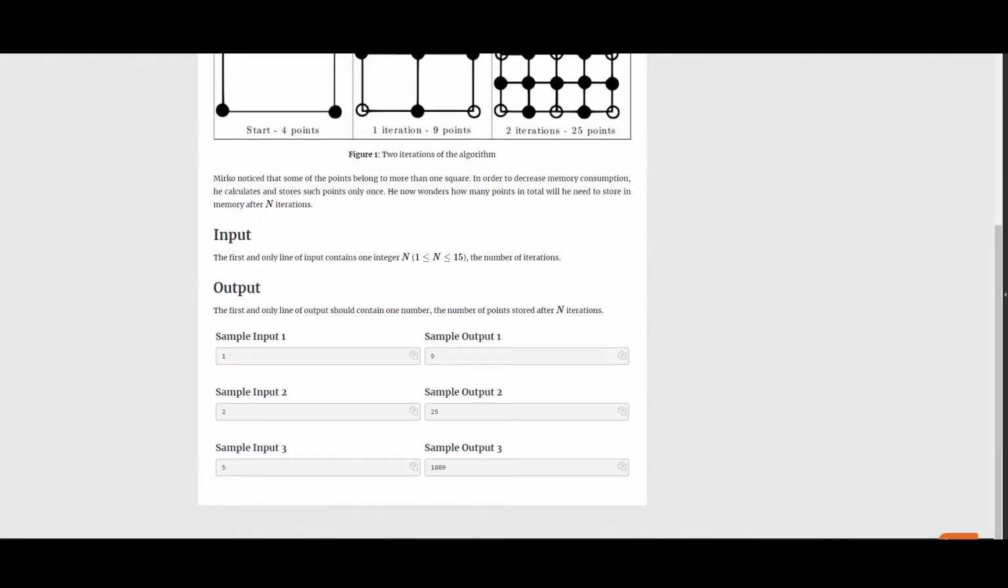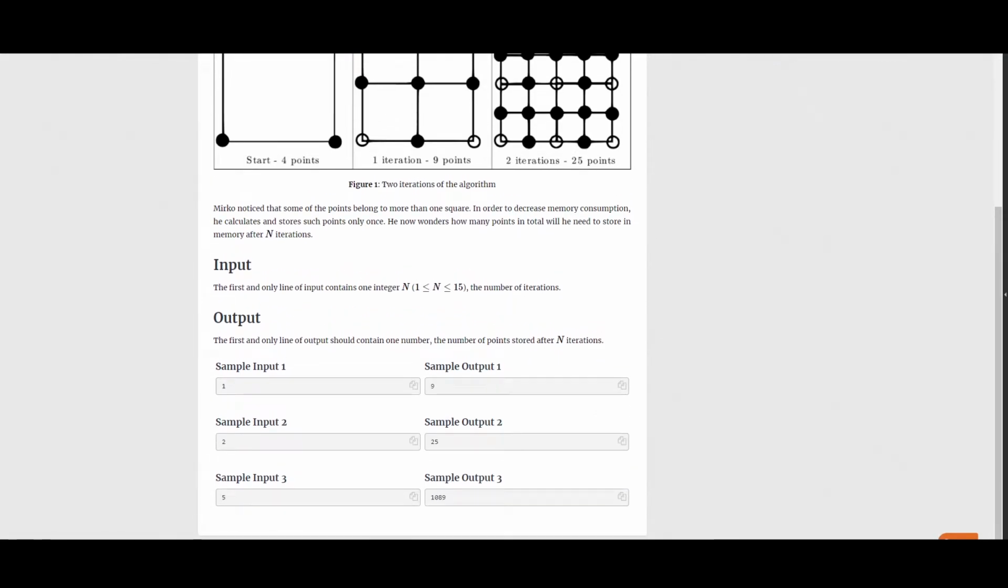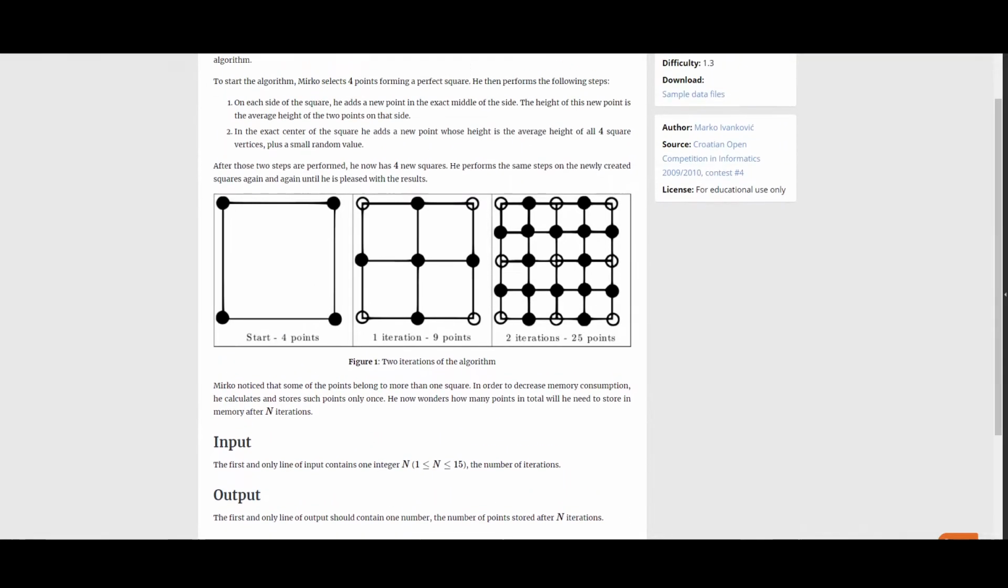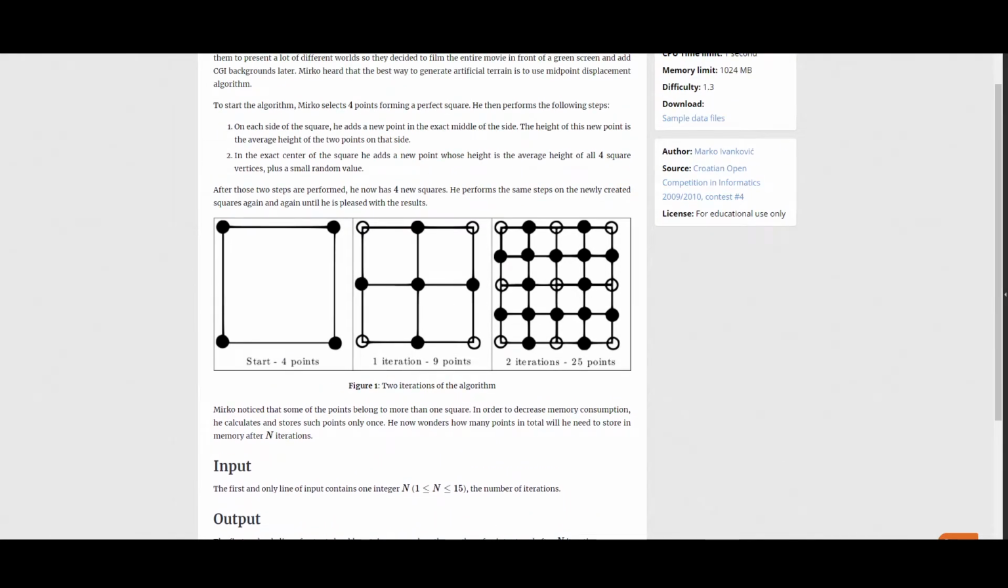As for our input, we should expect one line containing one integer, n, between 1 and 15. And for our output, they want us to output one number, which is the number of points stored after n iterations. So for this problem, I'm going to ignore most of what's being said about it above.